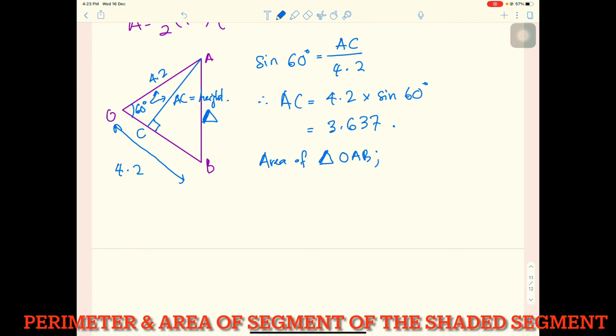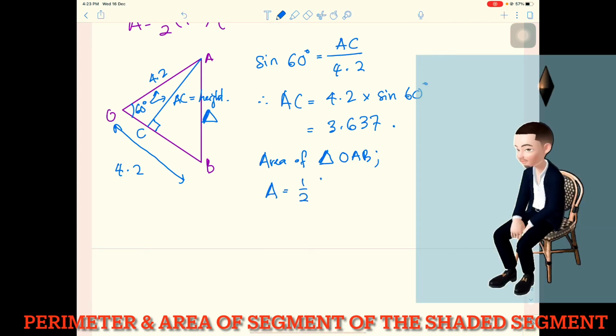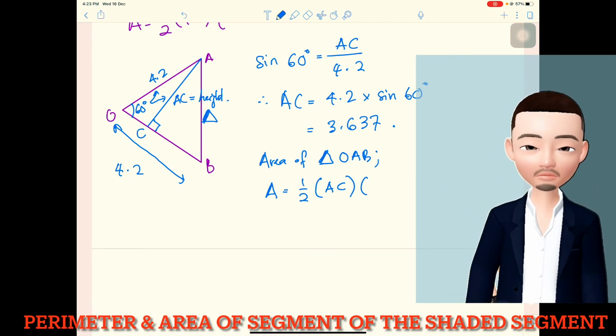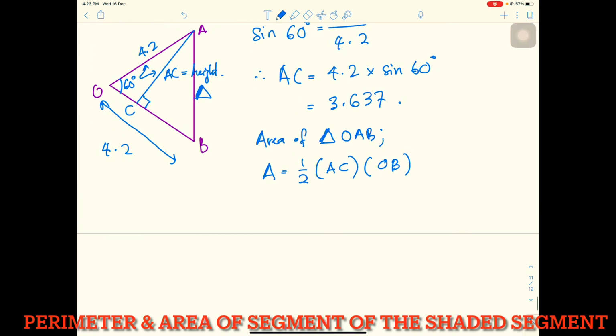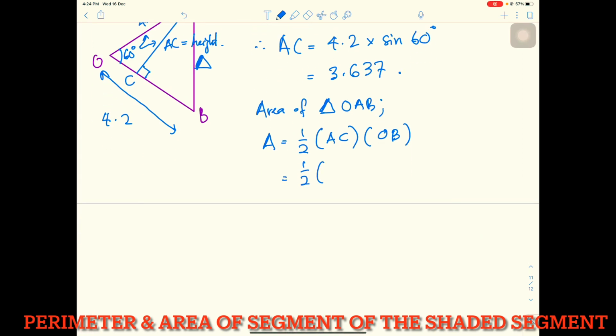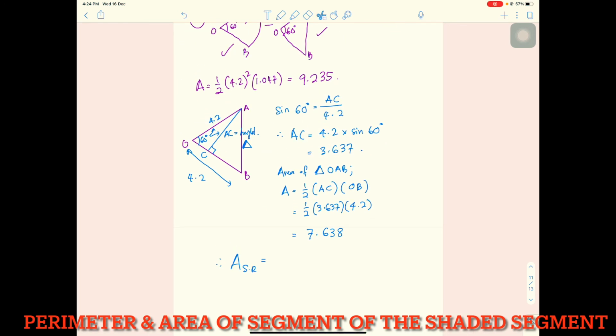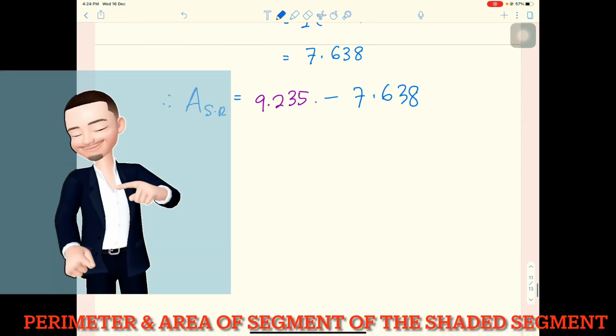Therefore the area of triangle OAB equals 1 over 2 times the height, that is AC, times the base, let's say OB. So it equals 1 over 2 times AC, which is 3.637, times OB, the base or the radius. Using the calculator you get 7.638. Therefore the area of the shaded region equals 9.235 minus 7.638, so the answer would be 1.59.